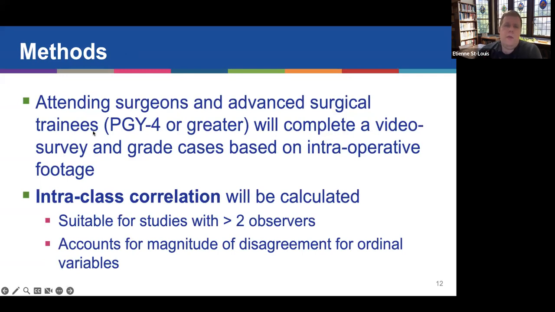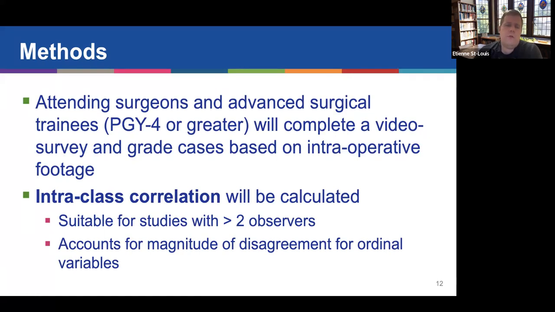Essentially, we will be using attending surgeons and advanced surgical trainees who are PGY4 or greater as raters or observers, and they will be asked to complete a video-based survey and grade cases based on intraoperative footage. And the intra-class correlation will be calculated based on this.